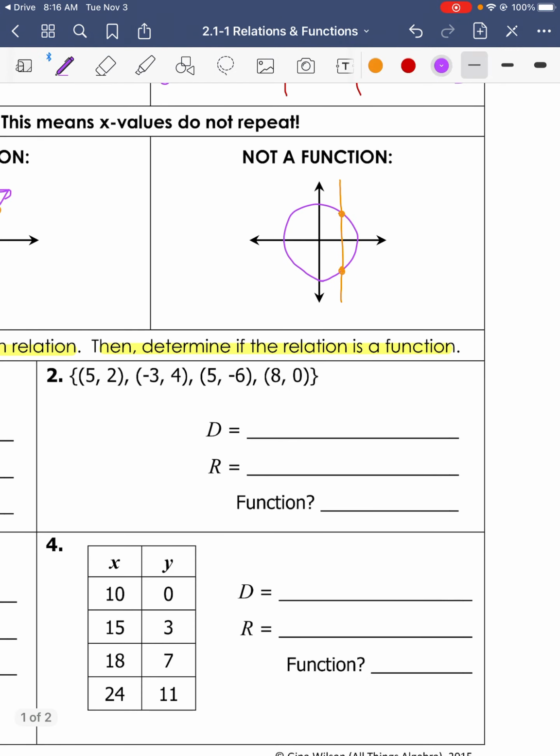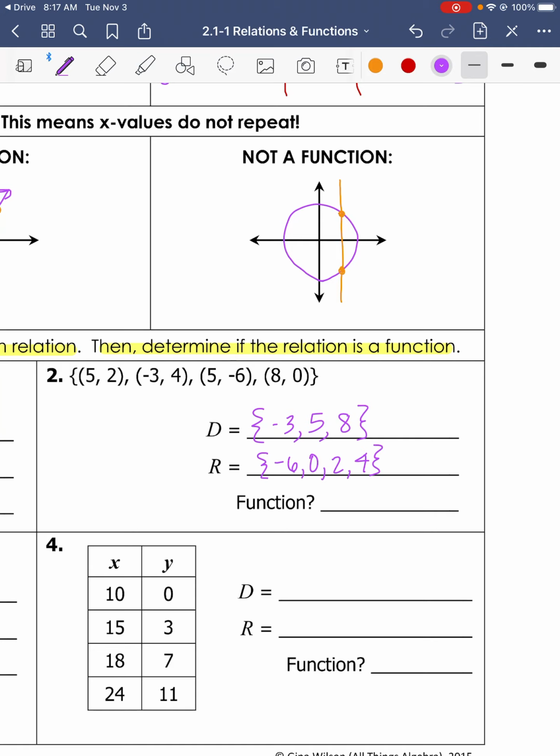Looking at number 2, very similar here. All of the x values here, we have 5, -3, 5, and 8. Let's start with the smallest, -3. And then 5 is listed twice, but when we write out the domain, we only need to write it once, 5, and then 8. So even though there are 4 ordered pairs here, we only have 3 members of the domain because one's a duplicate. Okay, and then we have 2, 4, -6, and 0 for our range. So let's do -6, 0, 2, and 4.